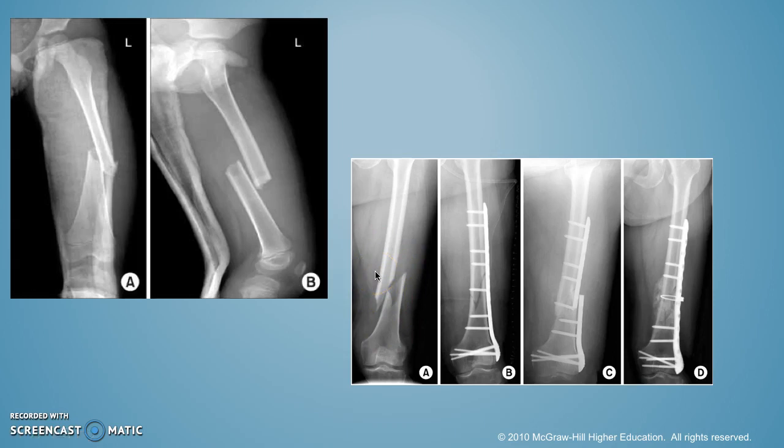Here's your next question. Write down 2 other types of fractures. I just mentioned 2, transverse and spiral. Write down 2 other types of fractures that you remember.